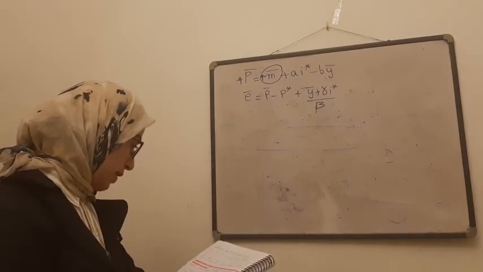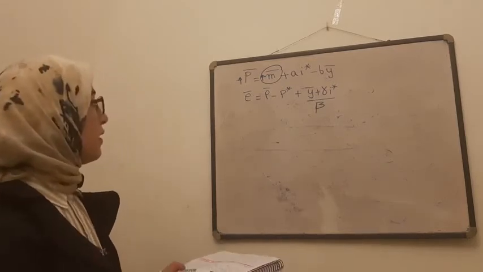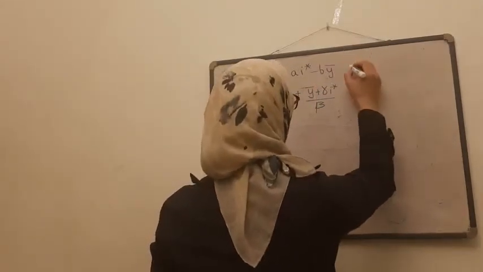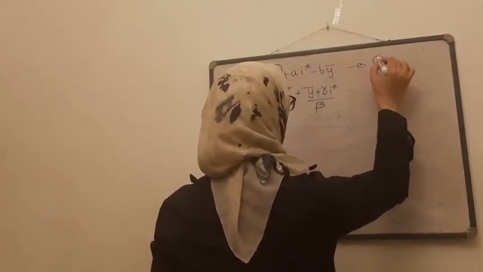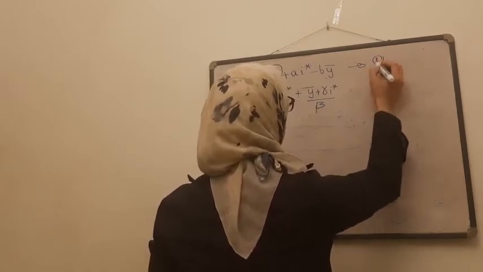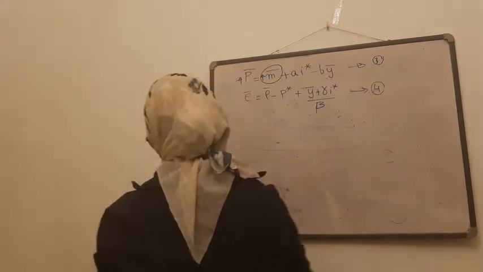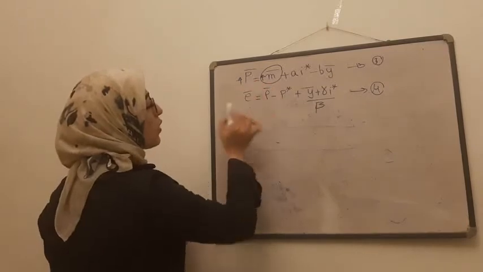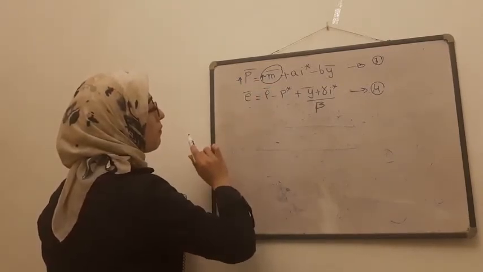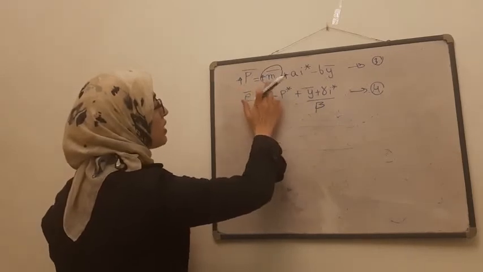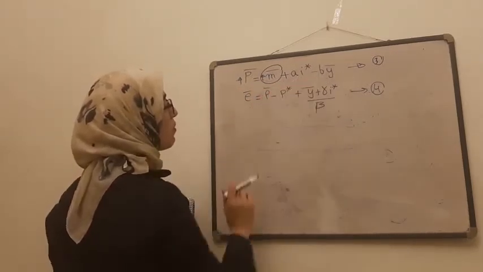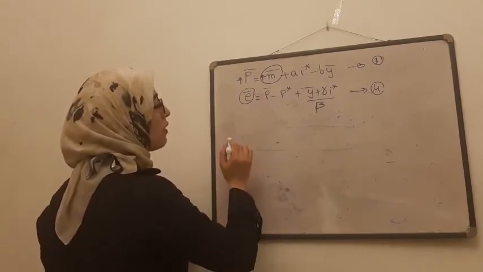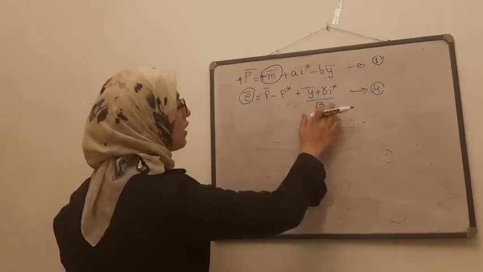There's one more equation that would be useful to add here. Do you know what it is? I will call this equation 4, and the previous ones are equations 3. Can we substitute equation 3 into equation 4? If I take this P bar, it's M bar plus A I star minus B Y bar. Well, this is E bar, the long-run equilibrium exchange rate as a function of P, Y, and I.